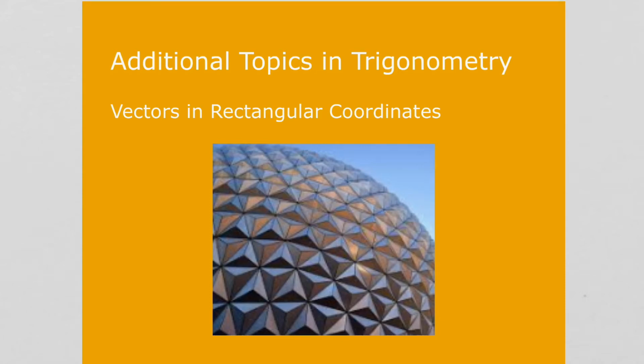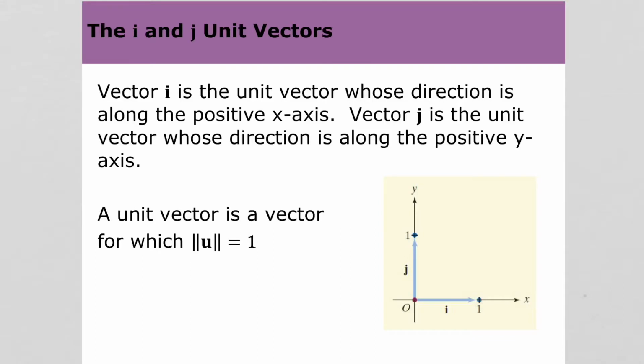Moving on with vectors in rectangular coordinates. So vectors have direction i and direction j. Direction i is along the x-axis, and j is along the y-axis.